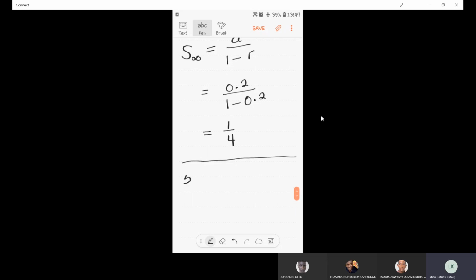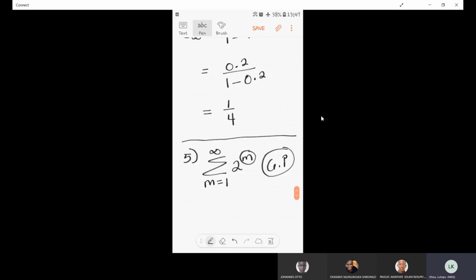And number 5, here we have the sum. M is 1, so that means my starting point is at 1, and then I'm adding to infinity, and this time I have 2 to the power of m. So again, this is geometric, because the variable is the exponent. So that's what tells me whether it is arithmetic or geometric.